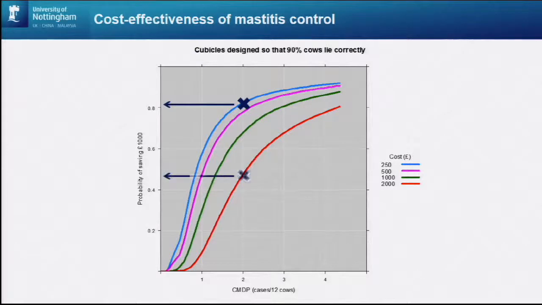However, if we had the same herd, but it was going to cost them a lot more to adapt these cubicles, so it's going to cost them now £2,000 to modify their cubicles, they're going to have a much lower probability, so less than 50% chance now of making that £1,000 in the first 12 months. So hopefully you can appreciate it's a very flexible approach depending on different herds' situations.